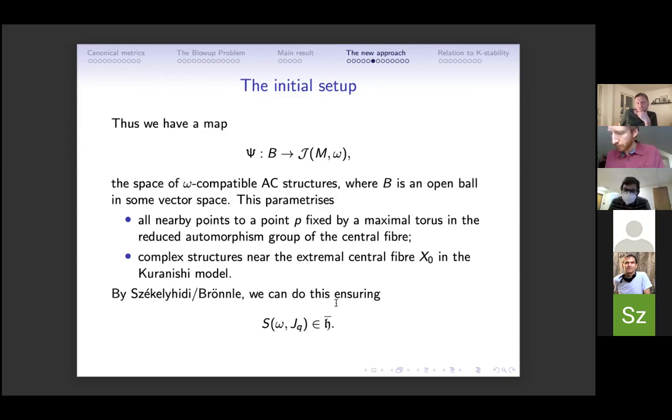So this is really only important here for this second situation where we're allowing the biholomorphism type to change, where we can't necessarily solve the extremal equation, but we can solve that the scalar curvature lands in the space of holomorphy potentials for the central fiber. So there's some sort of finite dimensional obstruction space that we can have the scalar curvature in. And that's a model for what we're going to do on the blow up as well.